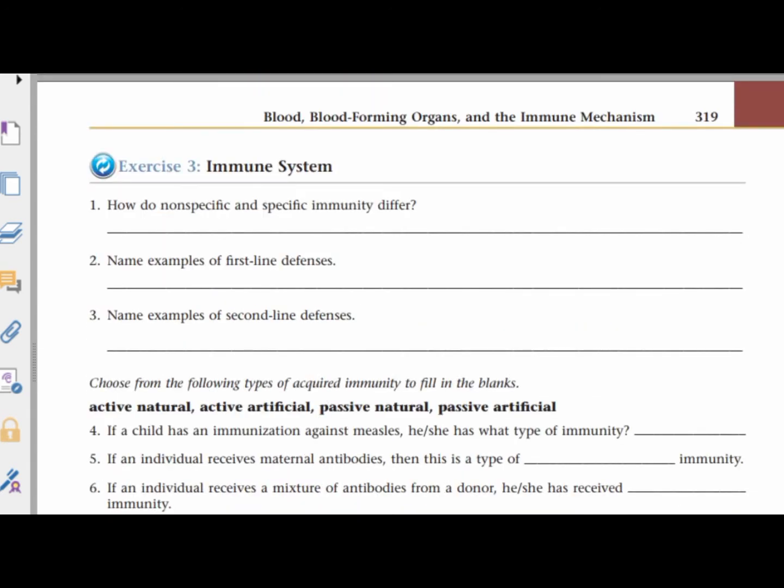Okay, so these exercises, three, I'm going to give this as your activity that will be submitted before the end of the final.